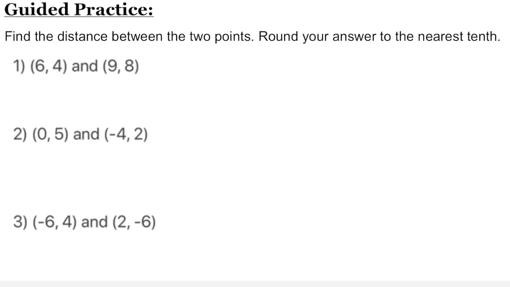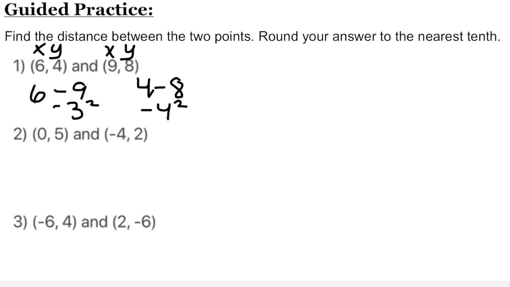All right, so hopefully most of you have gotten a chance to try number 1, and let's go ahead and try and work it out together. Let's start by labeling x and y for both of our ordered pairs. We're going to find the distance between our x values. So I'm going to do 6 minus 9, which is negative 3 squared. And then I'm going to do my y values, which is 4 minus 8, which is negative 4 squared.